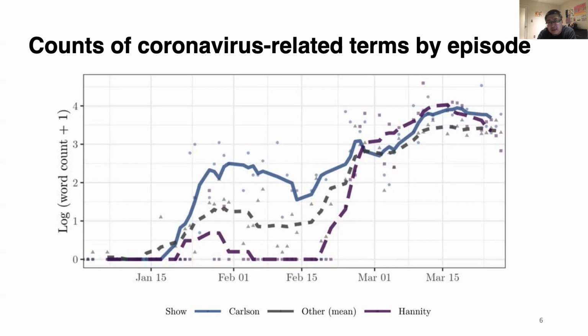Compared to the other three primetime shows, both Hannity and Tucker Carlson Tonight stand out. Both anchors first discussed the coronavirus in late January when the first U.S. case was reported, but Carlson continued to discuss the subject extensively throughout February, whereas Hannity did not mention it again on his show until, as reflected here, the end of the month. The other three shows fell somewhere between these two extremes. By early March, the word counts had converged.